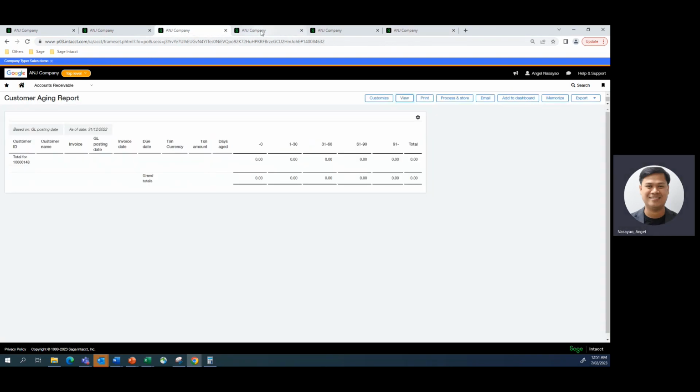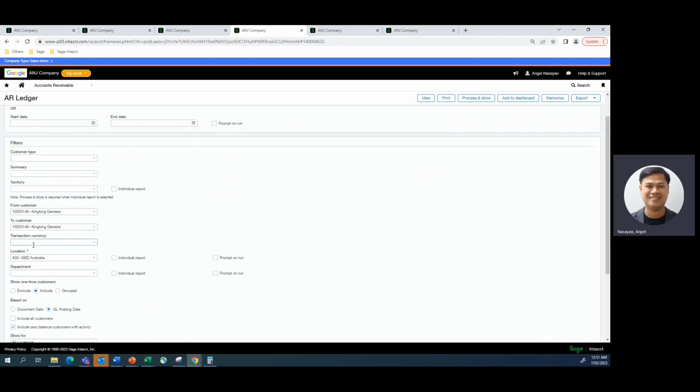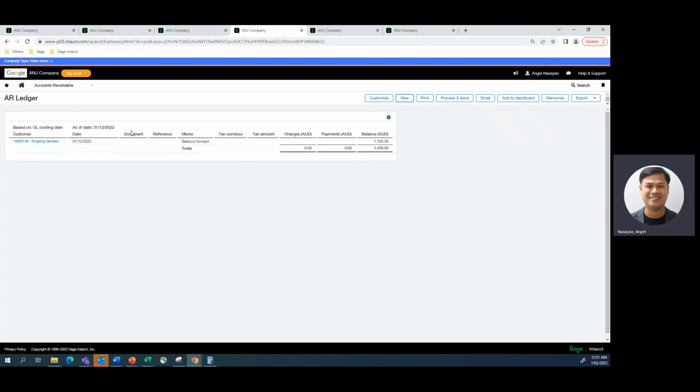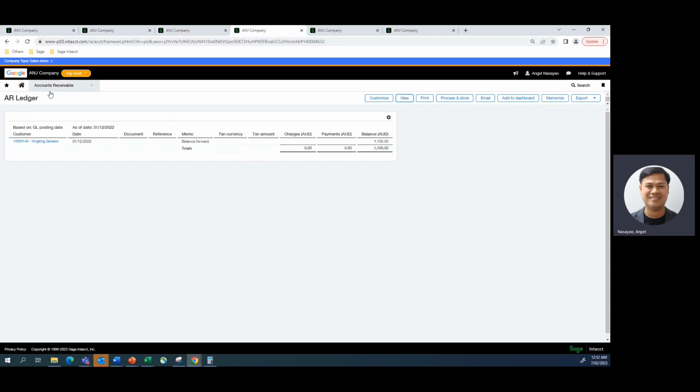That's the customer aging. But if I look at the AR ledger report, I'm running it again as of 31st of December 2022 for this customer. I want to ensure that it's for this location as well, and more importantly for the GL posting date, so we can compare it accordingly with the AR ledger. If I click on view, you will notice that the customer aging report is showing 0, but the AR ledger is showing 1,100. All right, so that's the discrepancy.